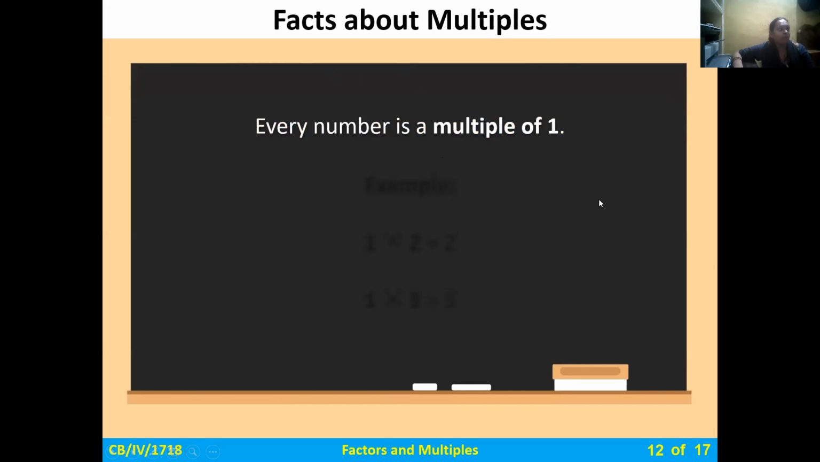So now let's study some facts or properties of multiples. The first fact about multiples is every number is a multiple of 1. Right? For example, when you multiply 1 by 2, you get 2 as a multiple of 1. When you multiply 1 by 3, you get 3. You multiply 1 by 1000, you get 1000 as a multiple of 1. So every number is a multiple of 1.